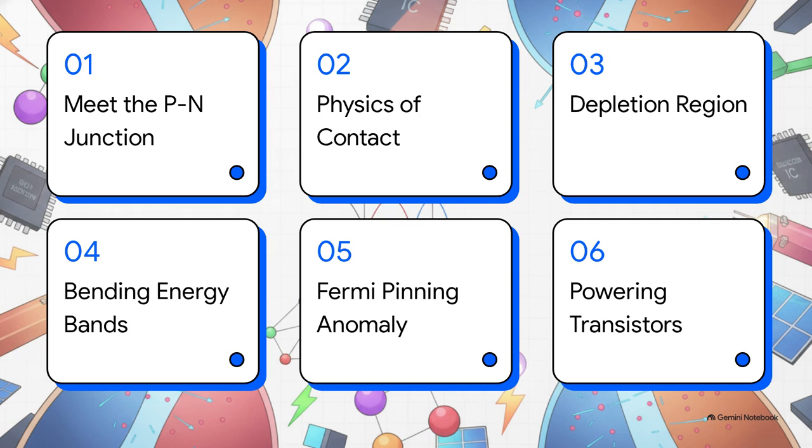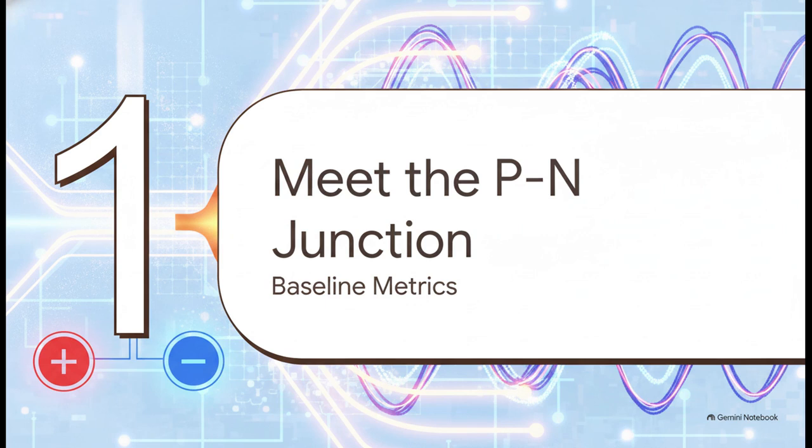To figure that out, we're going to build our understanding step by step. We'll meet the p-n junction, dive into the physics of contact, explore the depletion region, look at bending energy bands, tackle the Fermi pinning anomaly, and finally, see how this powers the transistor. All right, let's jump straight into section 1, meet the p-n junction.